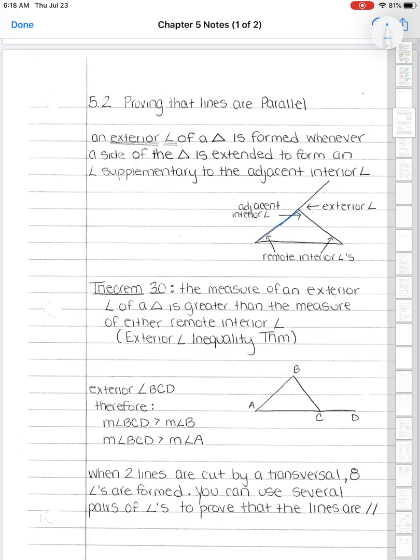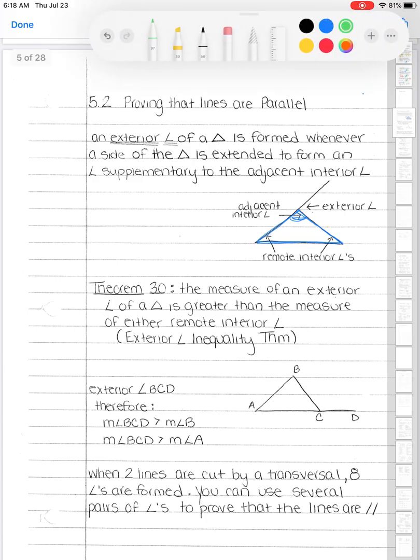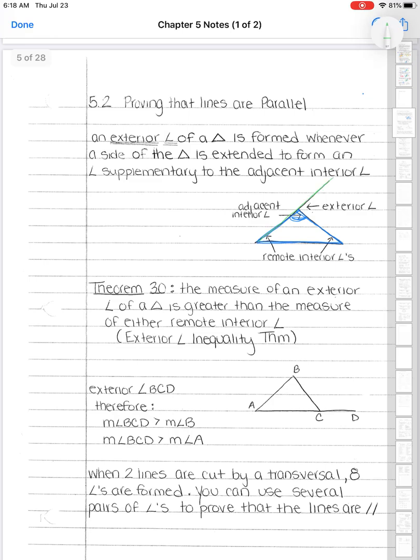So now we can actually start chapter 5, and we're moving on to section 5.2, which talks about proving that lines are parallel. So let's go over a little bit of vocab first. So we have an exterior angle of a triangle is formed whenever a side of the triangle is extended to form an angle that is supplementary to the adjacent interior angle.